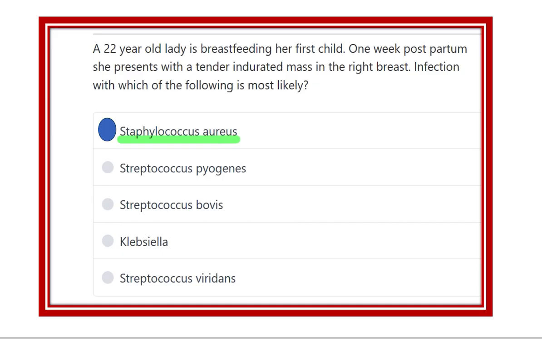Other options here, such as Streptococcus pyogenes, are not true. Streptococcus bovis is also not true. Klebsiella is usually found in the gastrointestinal tract. Streptococcus viridans is also not true. So the only true option is Staphylococcus aureus, and it is the most common pathogen for the development of mastitis.